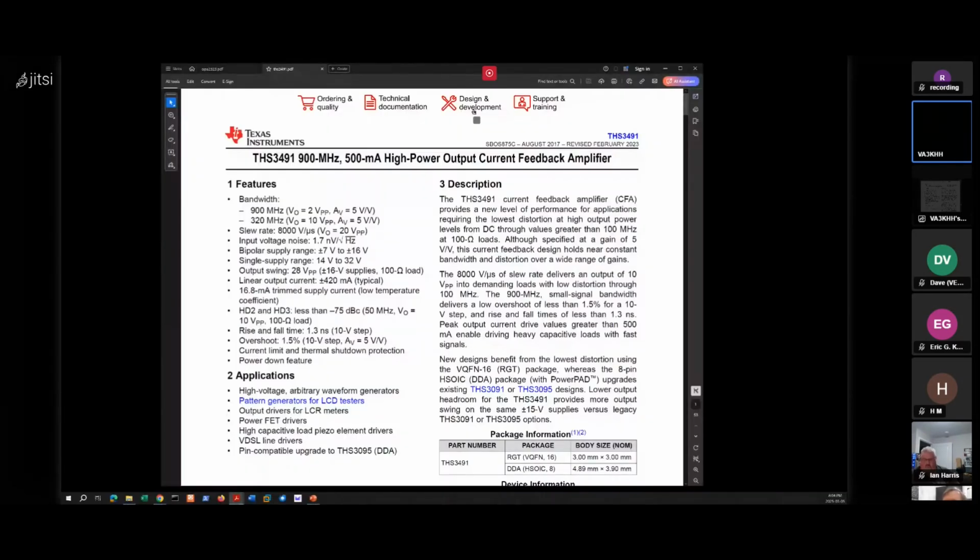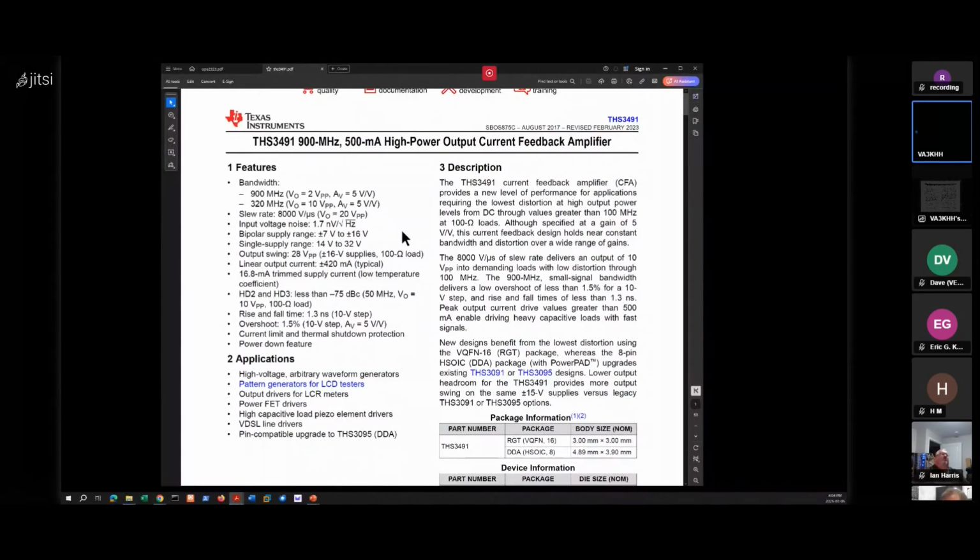So now, where did I have, hang on, I had this data sheet. Okay. So yeah, and here's the data sheet for this 3491.